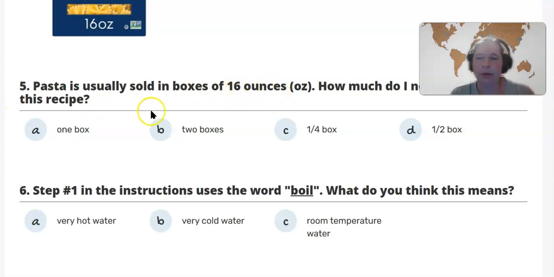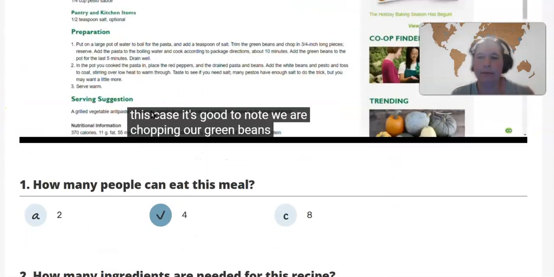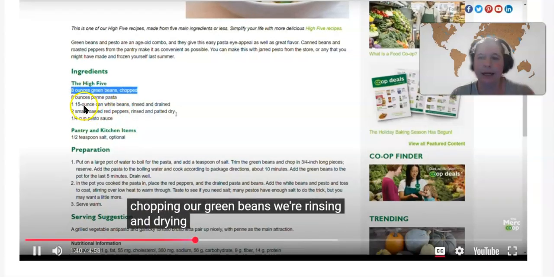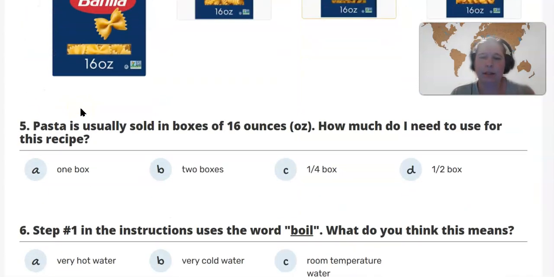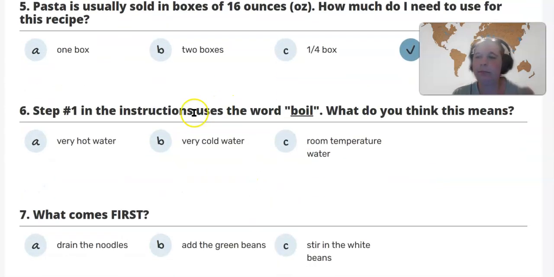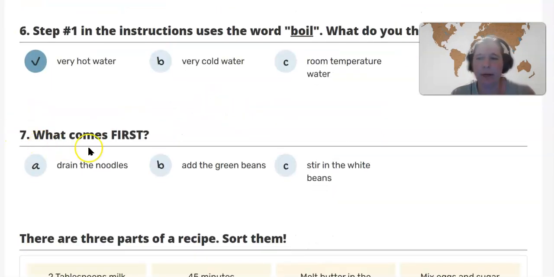In this case, it's good to note we are chopping our green beans, we're rinsing and drying our white beans and our red peppers. We have prepared pesto sauce. So that just gives you an idea of what's going to happen. I would recommend setting these things out when you start, so you know you have what you need and you're prepared for steps as they come along.